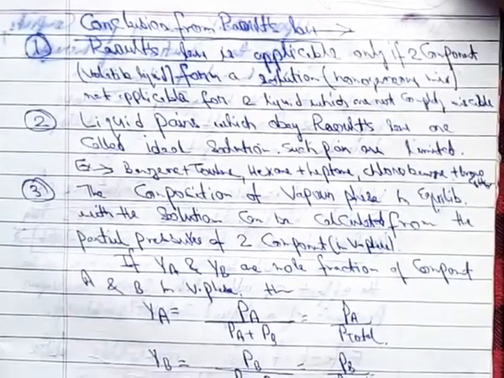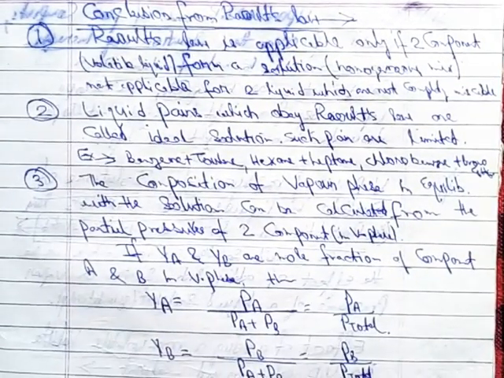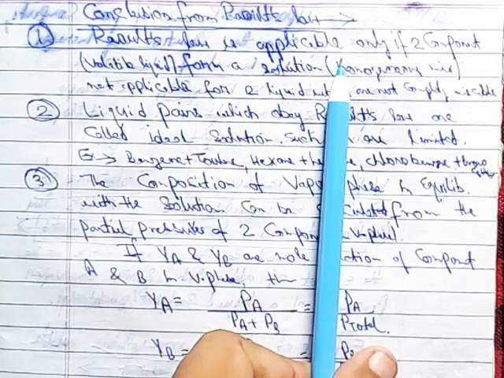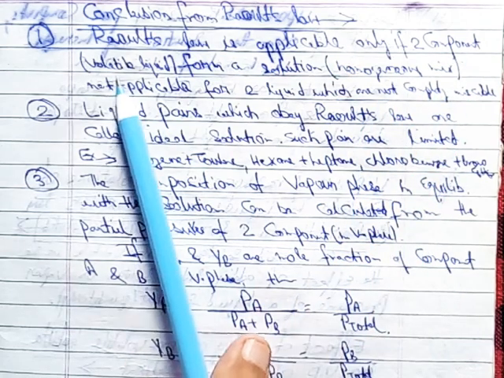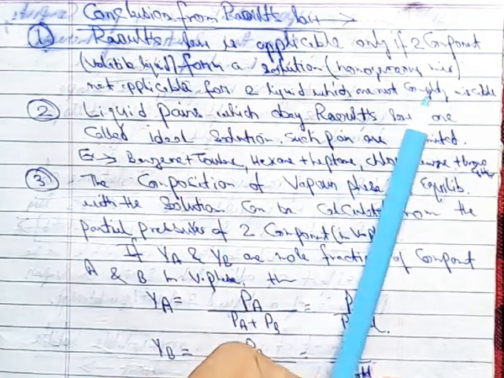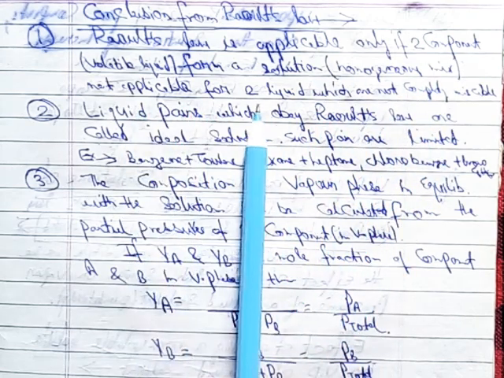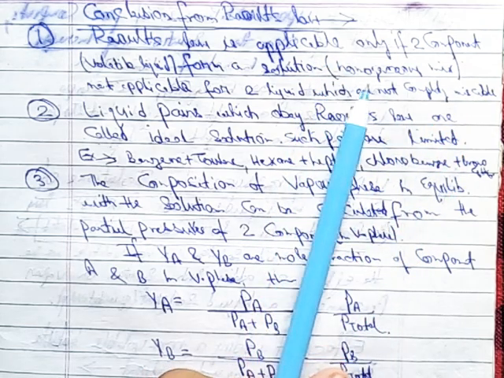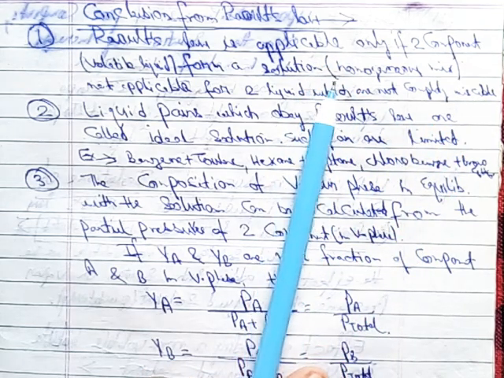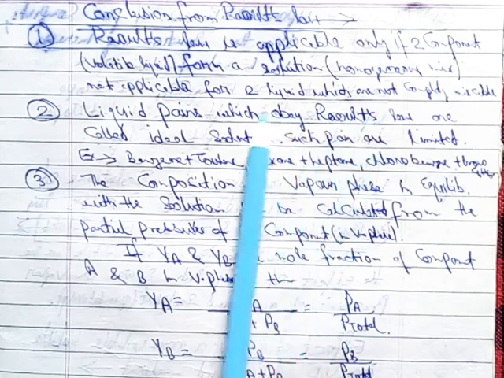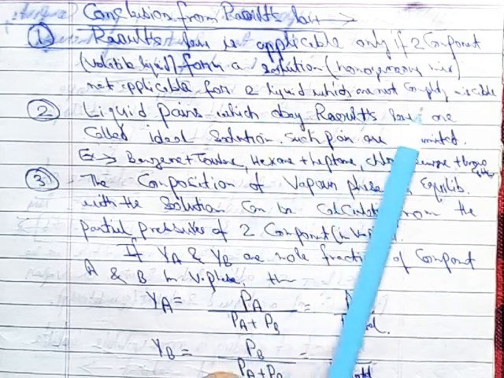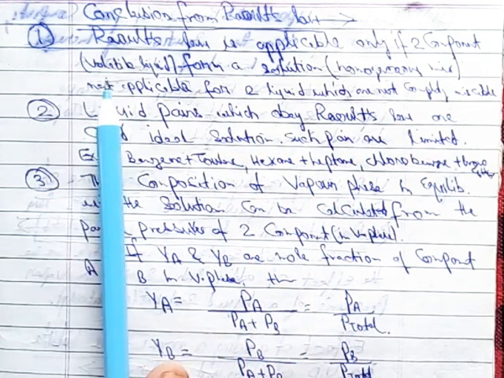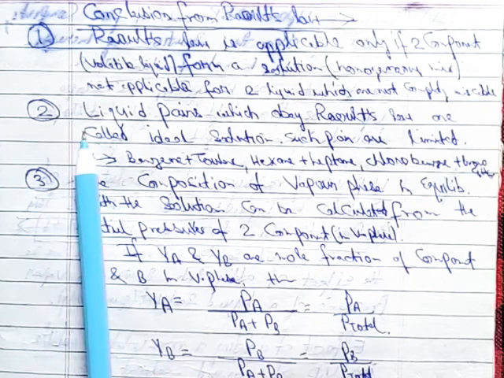Now we have the conclusion from Raoult's law for volatile solutes. First conclusion: Raoult's law is applicable only if two components, volatile liquids, form a solution, a homogeneous mixture. It is not applicable for two liquids which are not completely miscible. So Raoult's law is only applicable when the two liquids are miscible. If they are not miscible, Raoult's law will not be applicable. So the condition is that the two liquids should be mixing in each other.